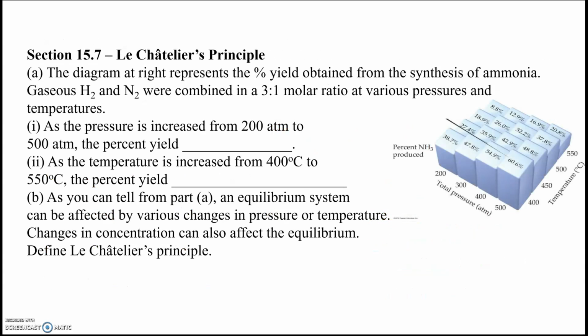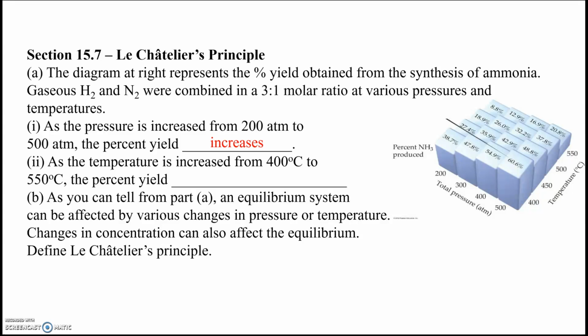All right, section 15.7, Le Chatelier's principle. So the diagram at right represents the percent yield obtained from the synthesis of ammonia, where we've got hydrogen and nitrogen combined in a 3-to-1 molar ratio at various temperatures and pressures. And you can look at this diagram, which has been made for us by the author of the book. We see at question 1, as the pressures increase from 200 to 500 atmospheres, the percent yield increases. It goes up, and we can just look at that along the axis on the left-hand side.